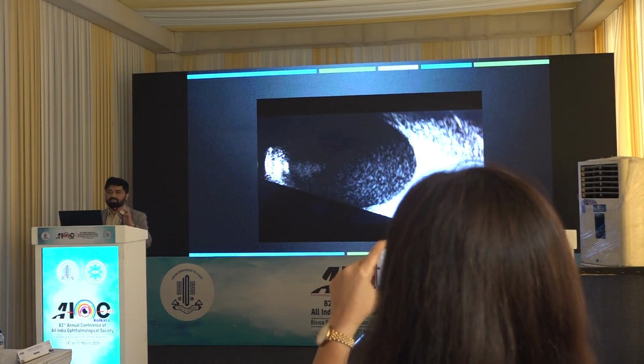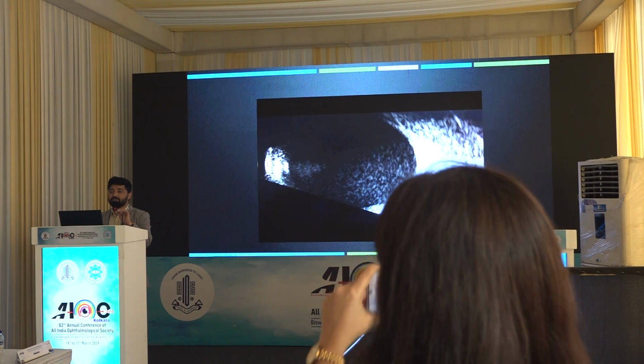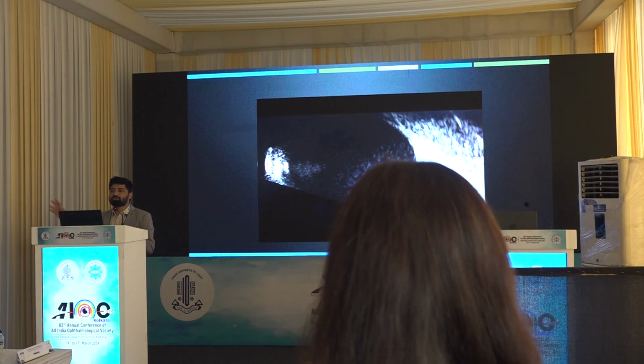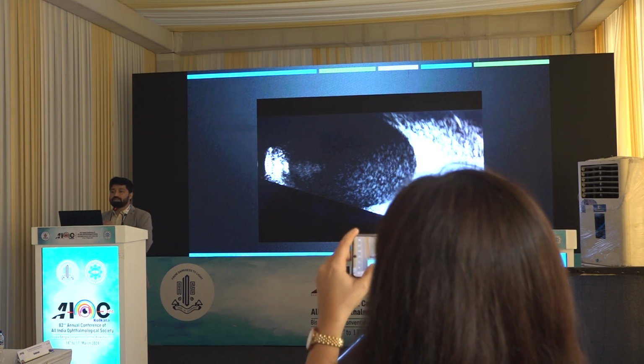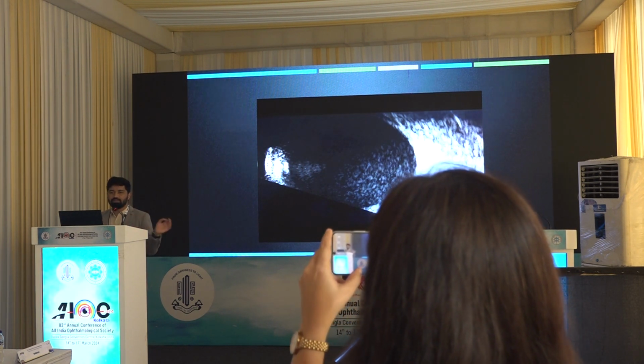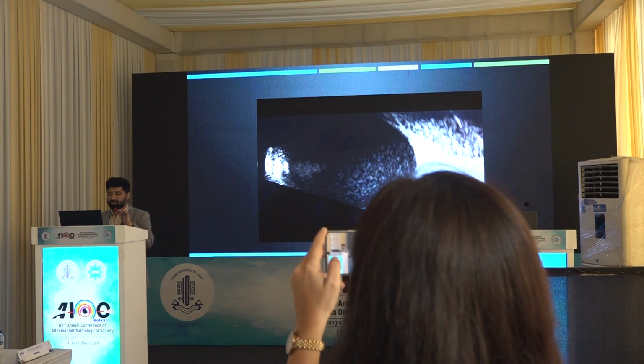So when you do a B scan in vitreous hemorrhage, the traumatic vitreous hemorrhage will always have a uniform dot echo pattern. There won't be compartmentalization like subhyaloid hemorrhage and all that, which happens in proliferative diabetic retinopathy. So the pattern will be a little different.